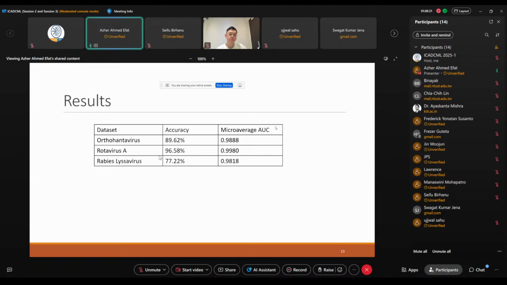So our model had 89.62% accuracy for orthohantavirus, 96.5% accuracy for rotavirus A, and 77.22% accuracy for rabies lyssavirus. And also you can see that the micro average AUC for each of the 3 datasets is more than 98%. That shows the model's efficiency.